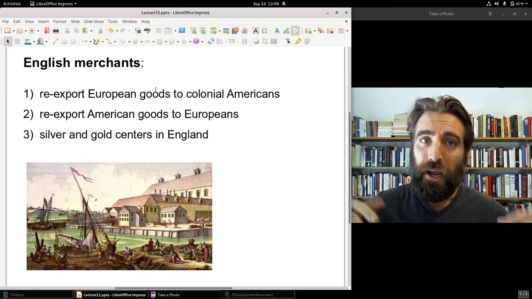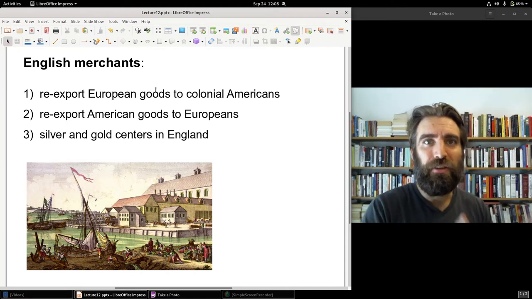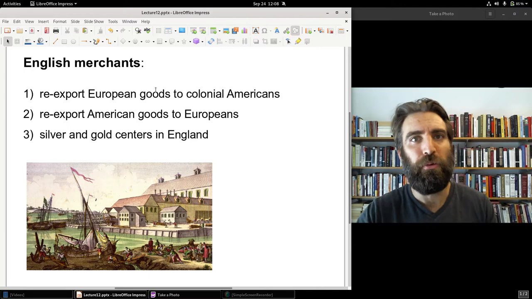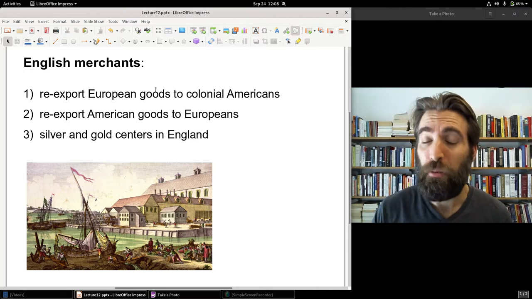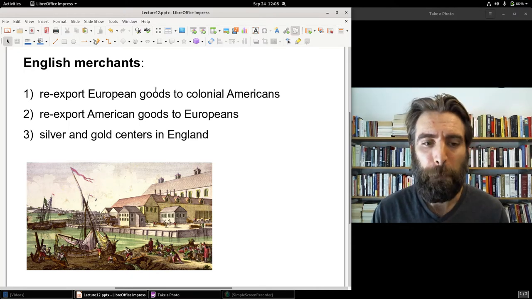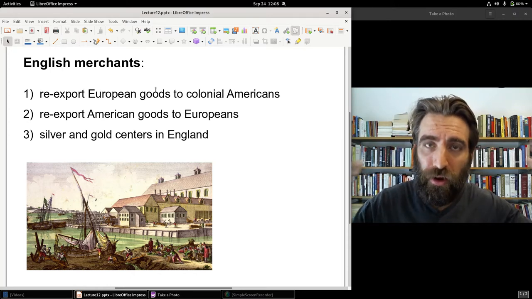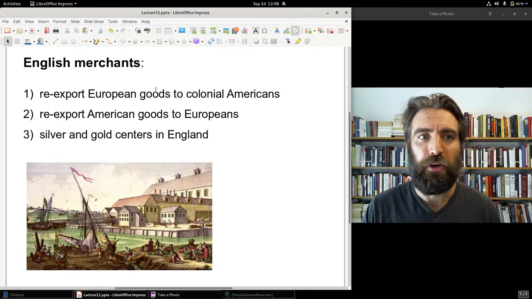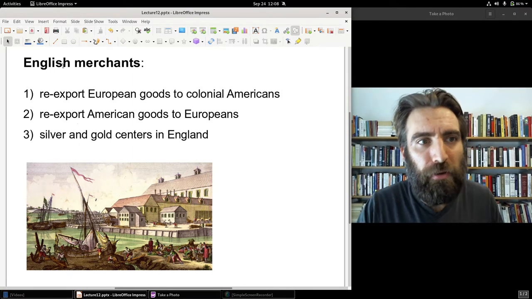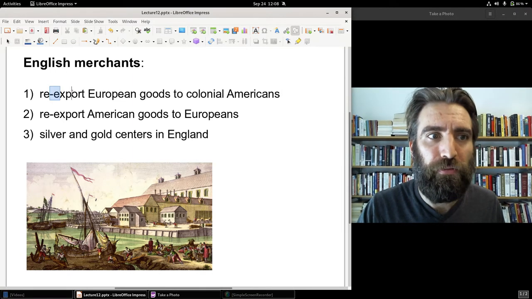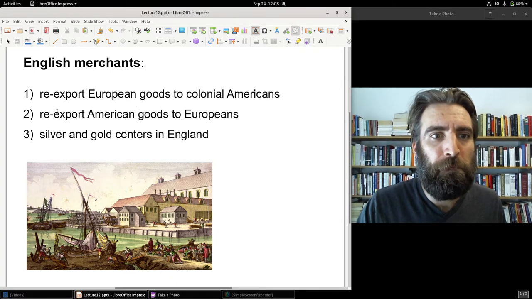They could only buy French or Dutch goods from an English merchant who re-exported those goods to the colonists at a marked up price, at a higher price. This, according to mercantilist theory, would enrich the mother country because it counted as another export from England, this re-export of European goods to colonial Americans.